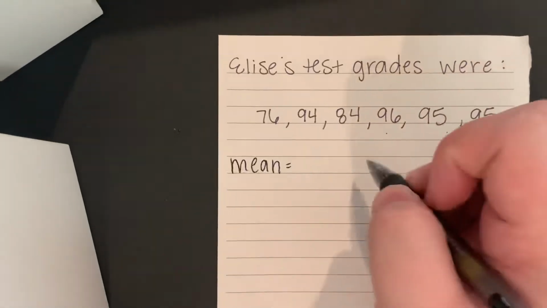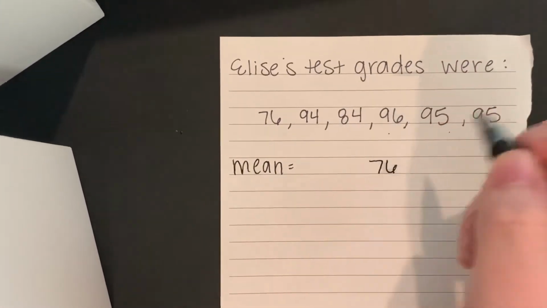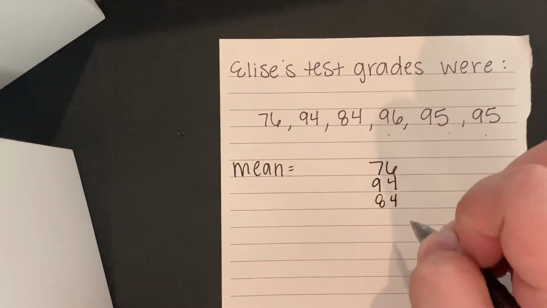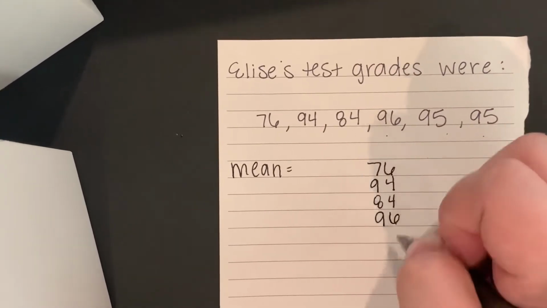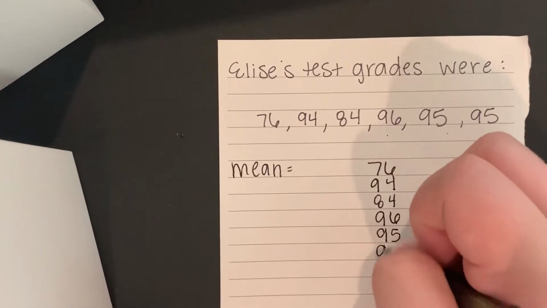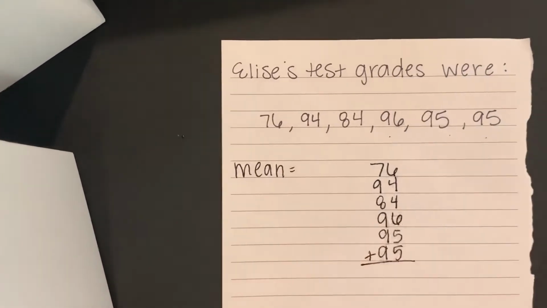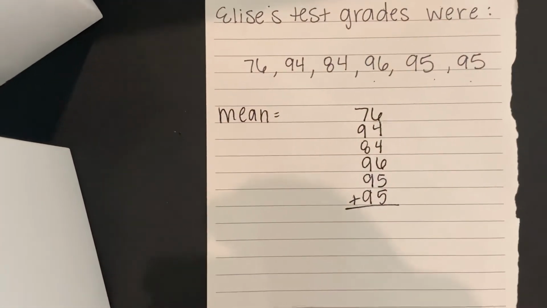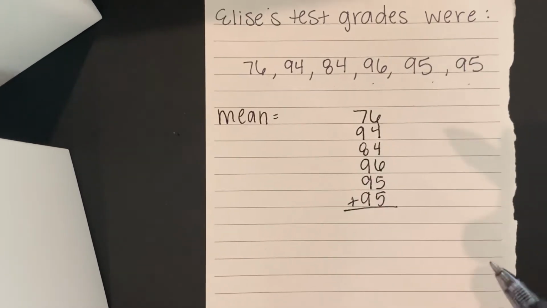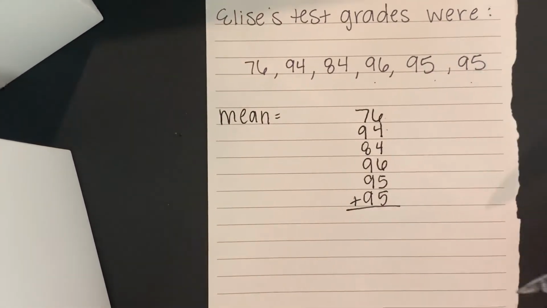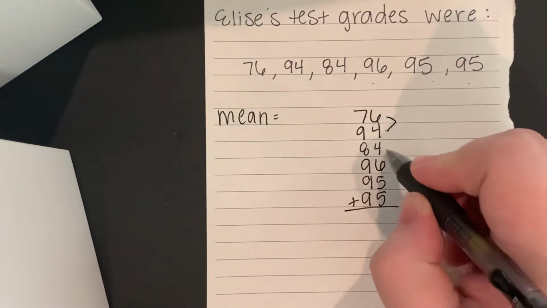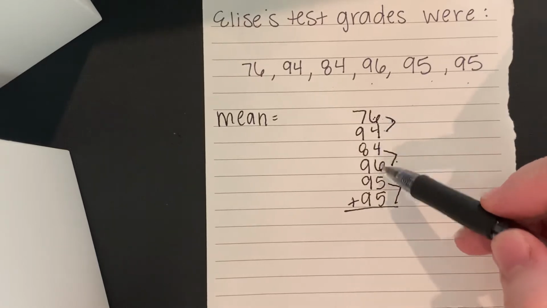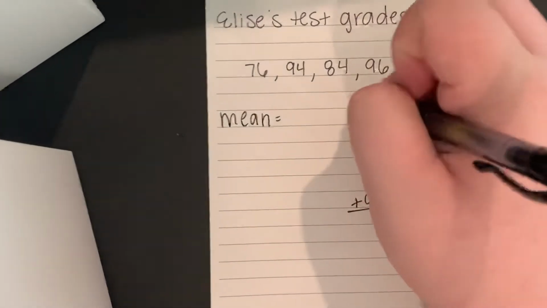Okay, so let's add them up. This would be a great time for you guys to pause this video, try to work this out yourself, and then play it and see if you get the answer right. So 6 and 4 is 10. 6 and 4 is 10, that makes 20. 5 and 5 is 10, so 6, 4, 4, 6, 5, and 5 gives me 30.